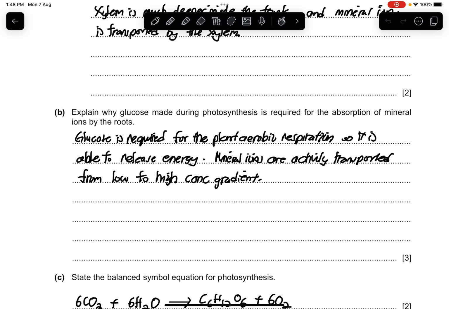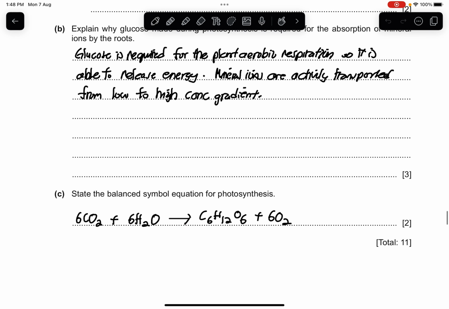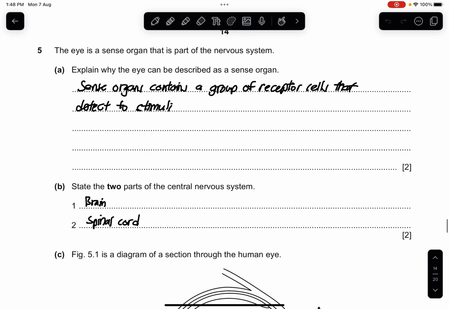Mineral ions are actively transported from a lower to higher concentration gradient. 3 marks. Okay, state the balanced symbol equation for photosynthesis. You should be familiar with this in a complete balanced way. 6CO2 plus 6H2O will become C6H12O6 plus 6O2. 2 marks.